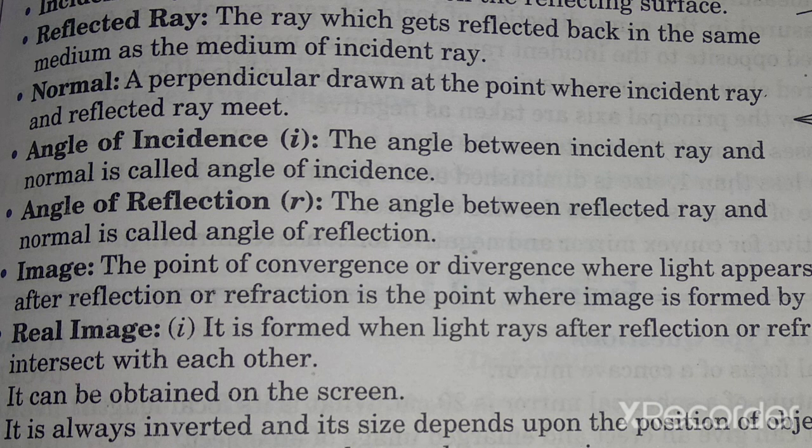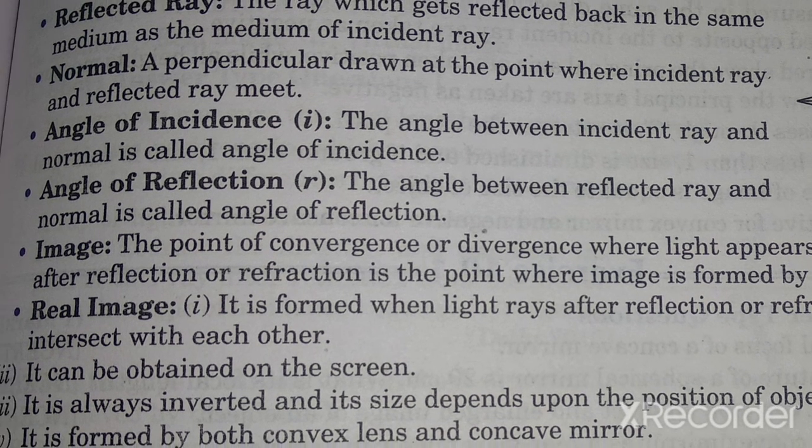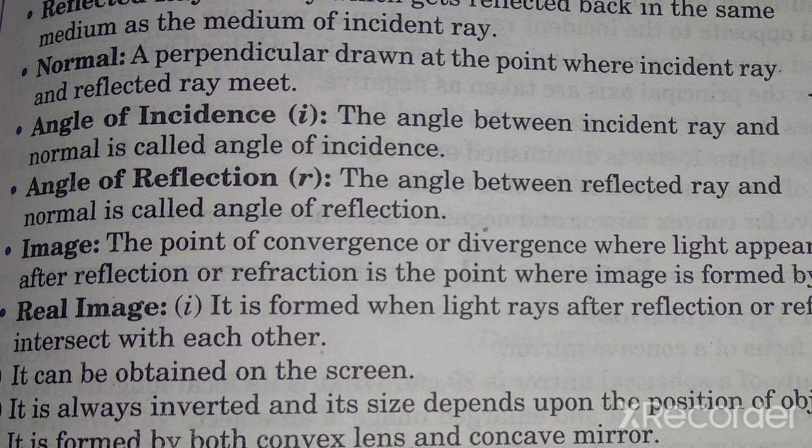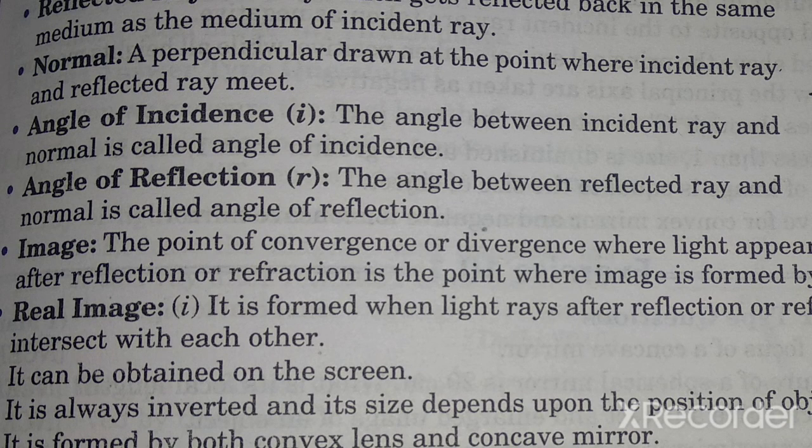Okay, angle of reflection is denoted by small letter r. The angle between the reflected ray and normal is called the angle of reflection. Okay, you know what the reflected ray is. You have seen the diagram in the previous video, that the reflected ray goes into the same medium, making an angle. That angle between the normal and the reflected ray is denoted by angle r, and that is always equal to angle i, and that is why this is the second law. No, sorry, this is the first law of reflection of light, that angle i is always equal to angle r.